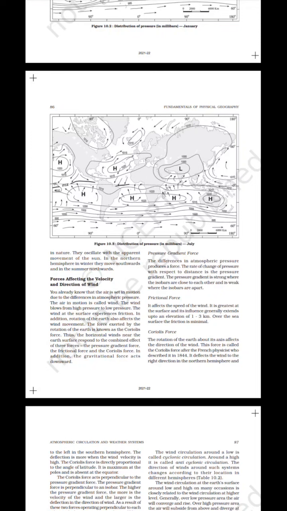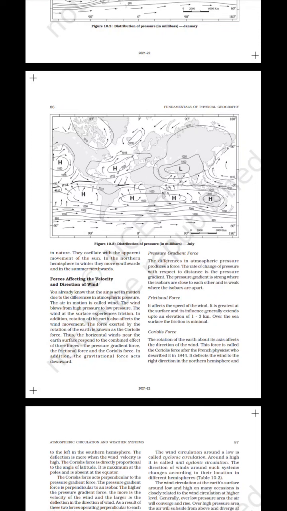The wind at the surface experiences friction. In addition, rotation of the earth also affects the wind movement. The force exerted by the rotation of the earth is known as the Coriolis force. Thus, the horizontal winds near the Earth's surface respond to the combined effect of three forces: the pressure gradient force, the frictional force, and the Coriolis force. In addition, the gravitational force acts downwards.